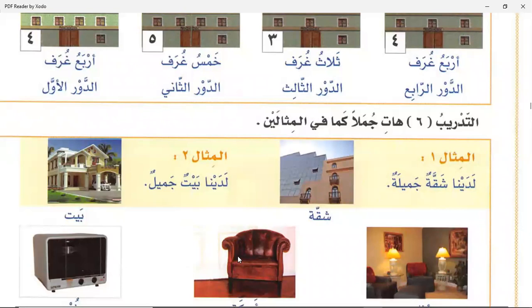So here you see jamilatun, and in the second example we have jamil. In Arabic, with masculine word we use masculine adjective, and with feminine word we use feminine adjective. Also, the adjective and the word about which its quality is given both should have same irab.